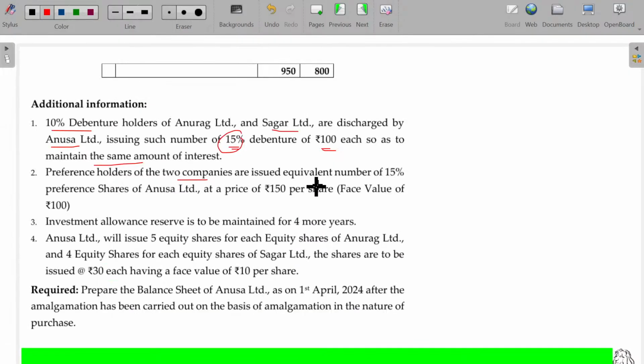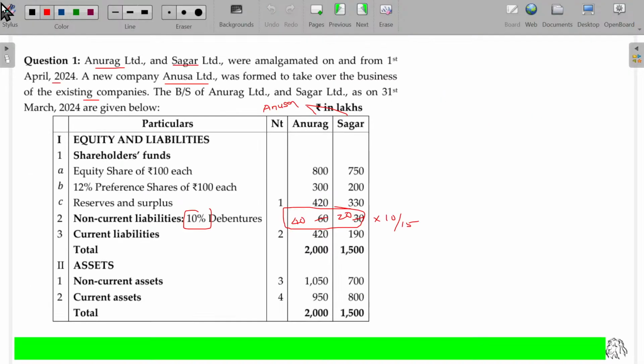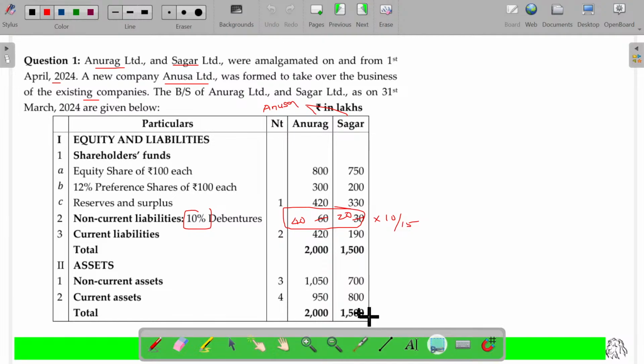Preference shareholders of the two companies are issued an equal number of 15% preference shares of Anusha Limited at the price of ₹150. So it's a part of purchase consideration. Preference share. Okay. 1:1 ratio, equal numbers. But the new issue will have a face value of 100, dividend rate being 15%, and securities premium on that being 50. Okay. These are the two items.